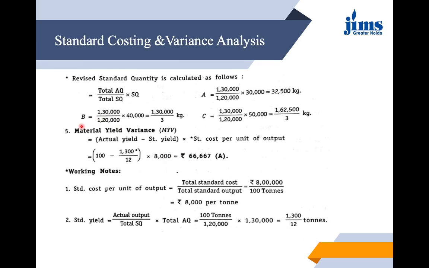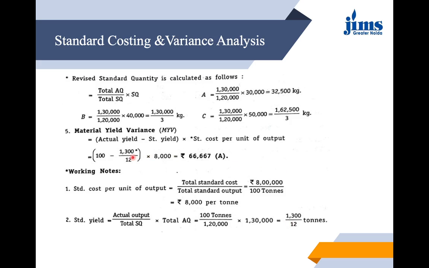Here, material yield variance is actual yield minus standard yield into the standard cost per unit of output. Let us calculate the standard yield and the standard cost per unit of output first of all. For that the formula is total standard cost upon total standard output, and we are able to get it as rupees 8,000 per ton. Standard yield can be calculated by actual output upon the total standard quantity in the total actual quantity, which is coming out as this.